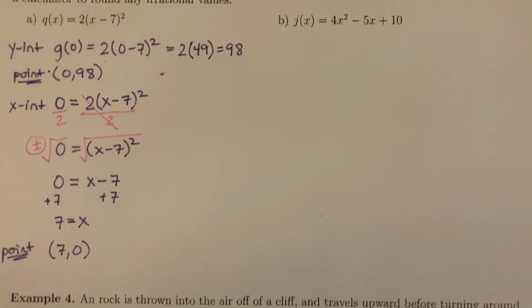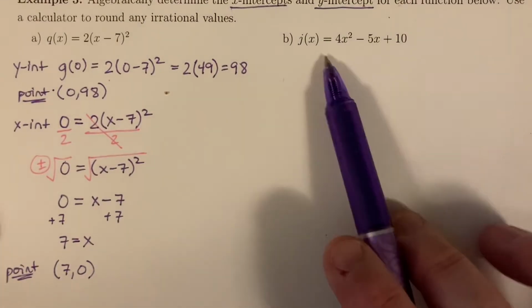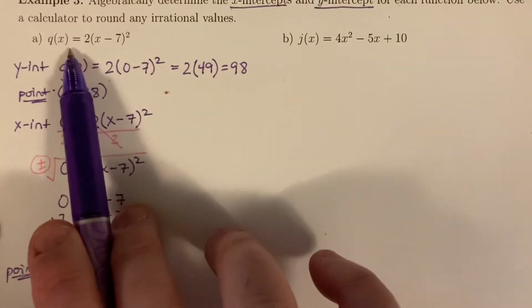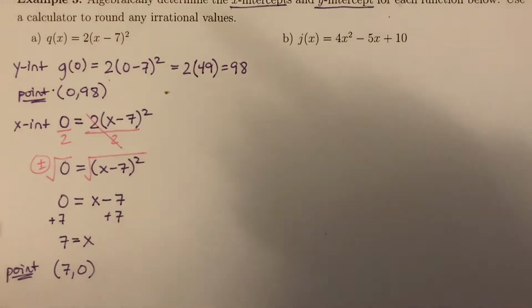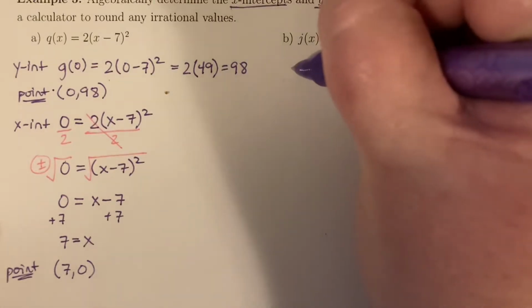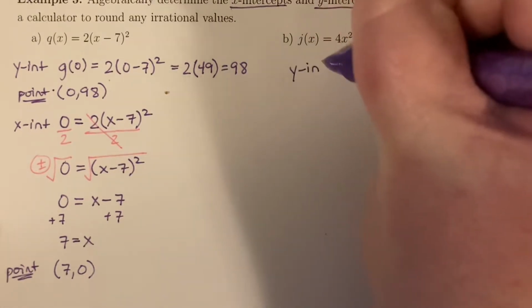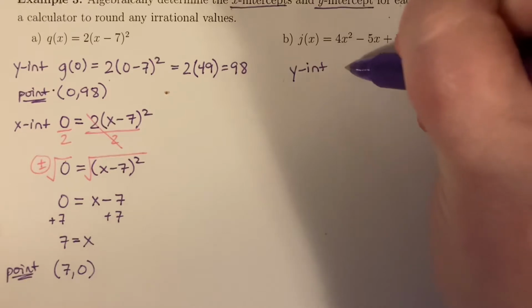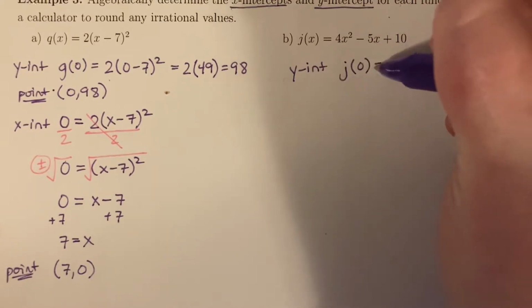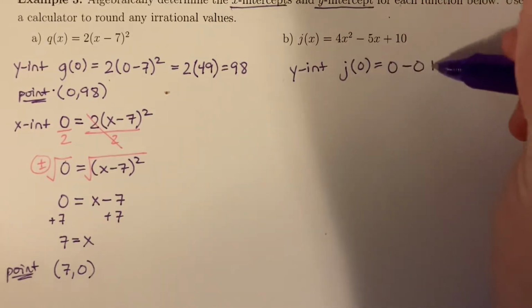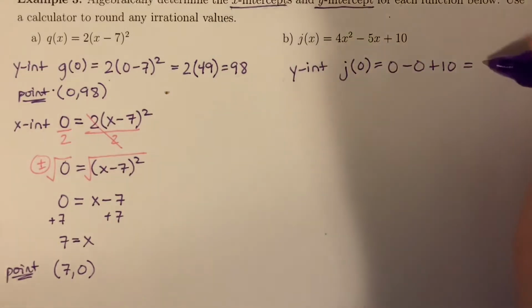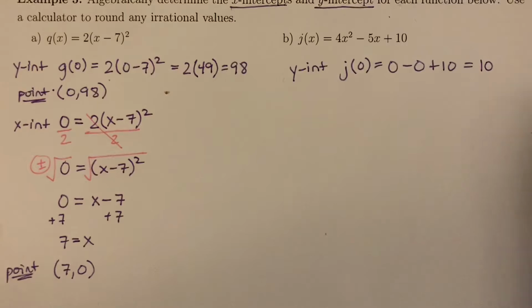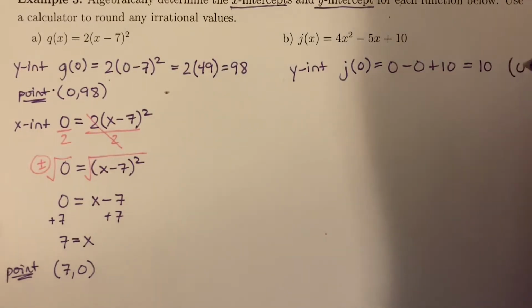All right, let's try it again. This time the function is a bit different, at least at first it looks different. Let's see if algebraically it's different. Y-intercept, I just plug in 0. J of 0 is 0 minus 0 plus 10. So x equals 0 makes this just 10. So the y-intercept is the point 0, 10.